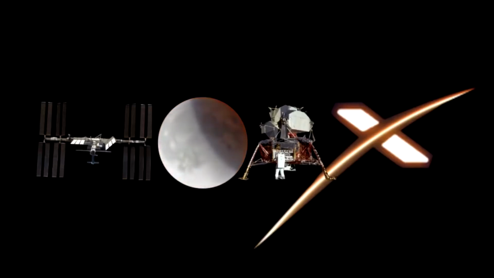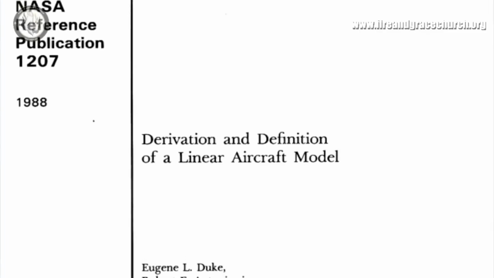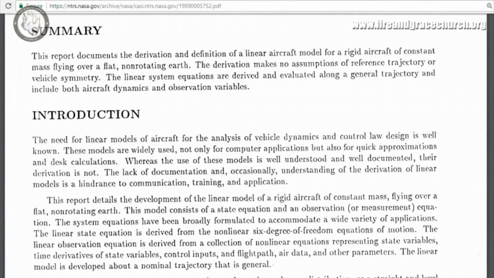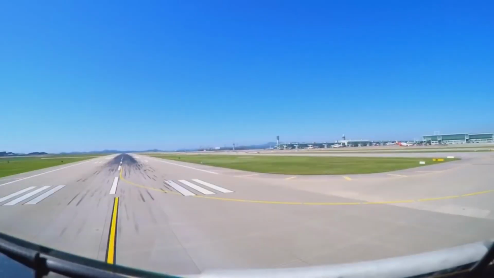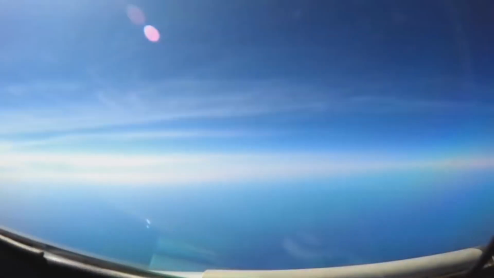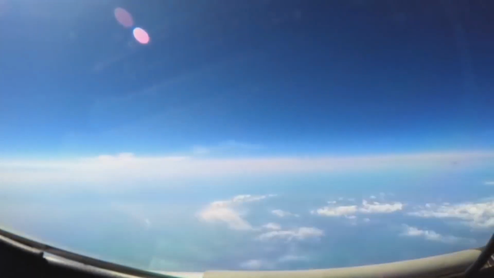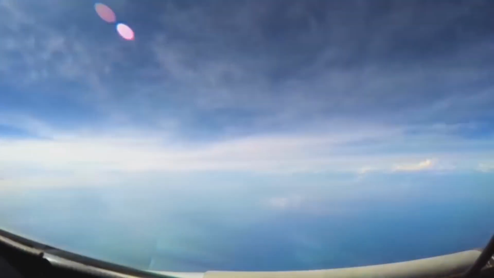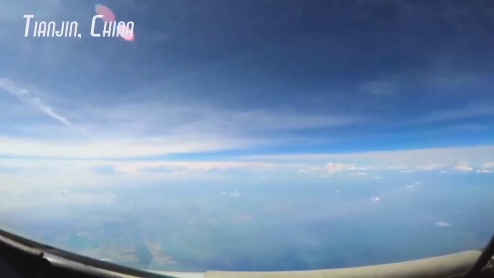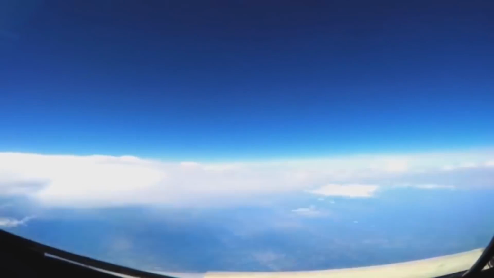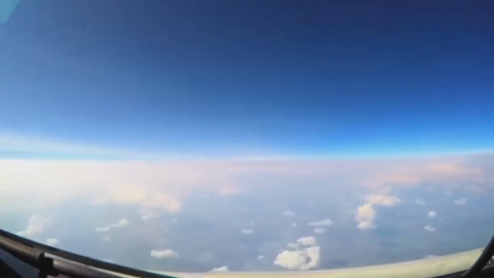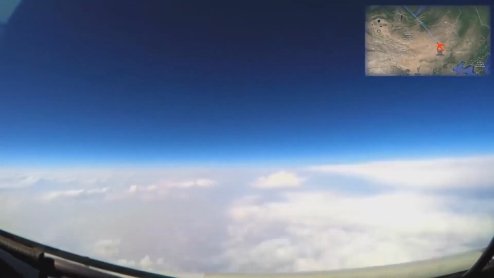The derivation and definition of a linear aircraft model. In the introduction, they flat out say right here, this report documents the derivation, which means the origin, and the definition of linear aircraft model for a rigid aircraft of constant mass flying over a flat, non-rotating Earth. Everybody see that? Derivation means the origin. Definition means this is how it's defined. This is how it works.